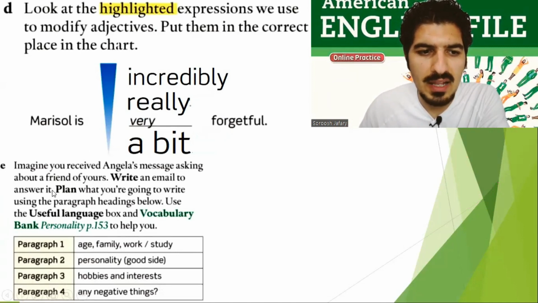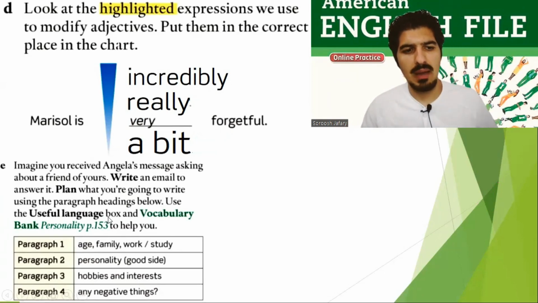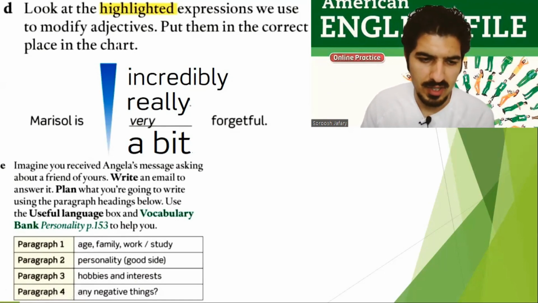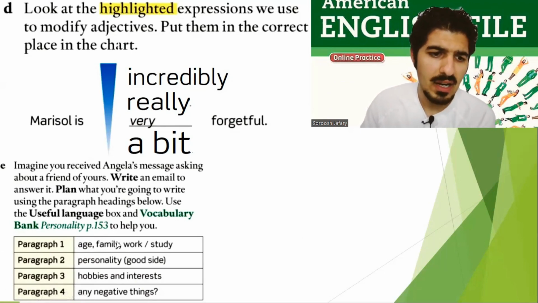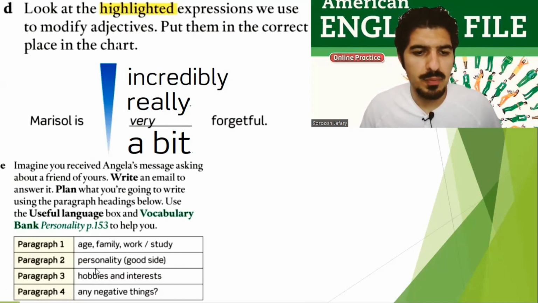Now that you know, imagine you received Angela's message asking about a friend of yours. Write an email and answer it. Plan what you're going to write using the paragraph headings below. Use the useful language box and vocabulary bank for personality. Paragraph 1 is age, family, work, study. Paragraph 2, personality, good side. Paragraph 3, hobbies and interests. And paragraph 4, any negative things.